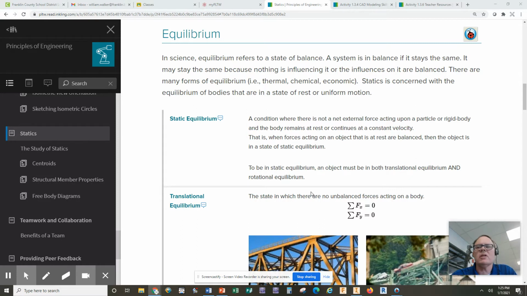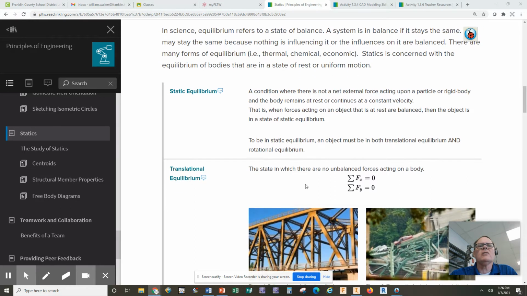This is actually in your Project Lead the Way curriculum. If you look down under the links to get further down in your list, you'll find one that talks about statics and then equilibrium within that. Equilibrium basically means it's not moving.